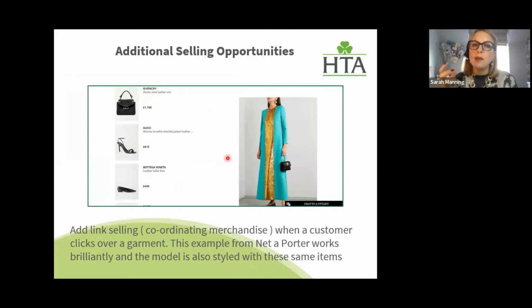Also, I would recommend approximately 3 key items that could be coordinated. So if you think about garden furniture, we could do parasol, cushions, we could do throw, for example.